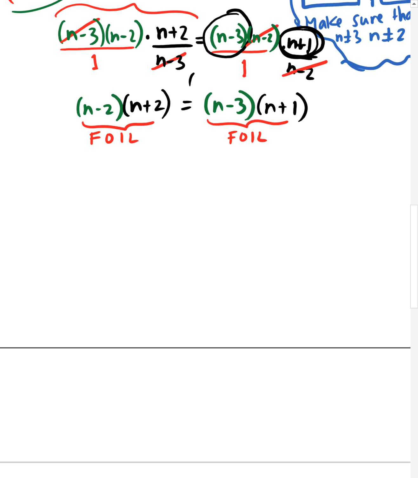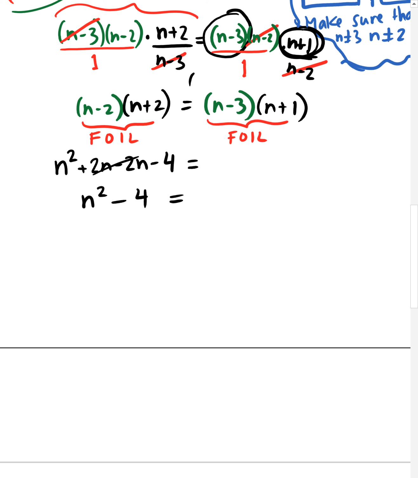First times first, n times n, that's n squared. Outer times outer, n times 2 is 2n. And then inner times inner, negative 2 times n is negative 2n. Negative 2 times 2 is the last, which is negative 4. Okay, and I think I'm just going to combine those right now. I notice 2n minus 2n is nothing. All you're left with is the first, n squared, and the last, negative 4.